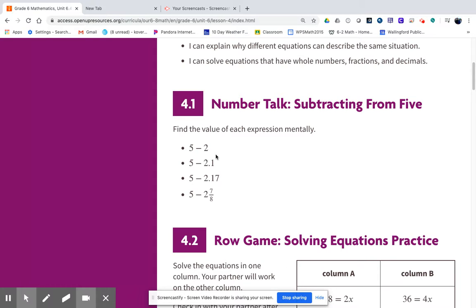So as most of you came up with, 5 minus 2, of course, is 3. 5 minus 2.1, well, that would be just 1/10 difference than the answer of 3, so 2.9. And of course, 5 minus 2.17, you would come up with an answer of 2.83. How you did that could differ depending on your particular mindset and how to figure it out. And of course, the last one, 5 minus 2 and 7/8, you would likely have an answer of 2 and 1/8.